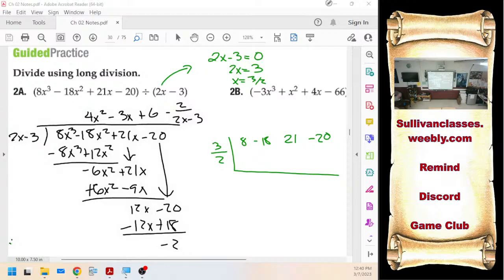Multiply and add, and multiply and add, and multiply and add. Drop the first term to get started. Half of 8 is 4. 4 by 3 is 12. Add them together. Get negative 6. Half of negative 6 is negative 3. Times 3 is negative 9. Add them together. Get 12. Notice how I'm getting these same numbers. Okay? Half of 12 is 6. 6 by 3 is 18.